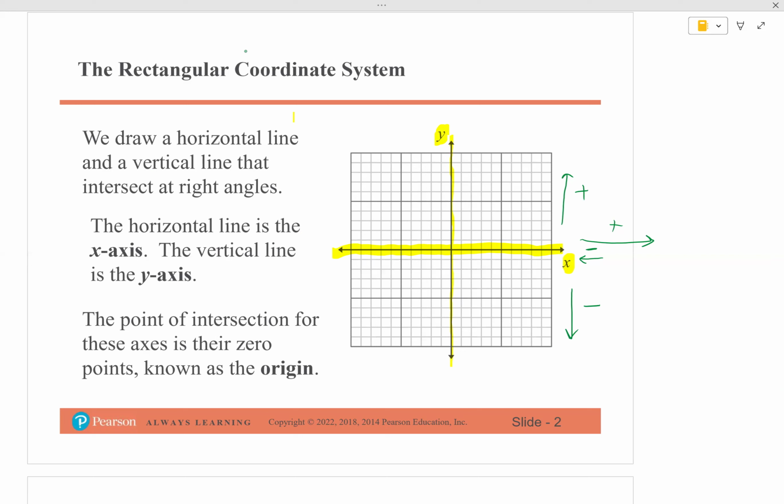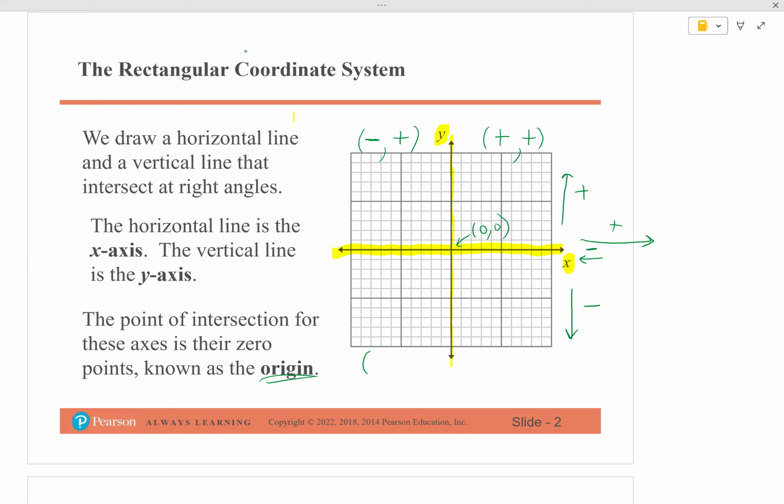Maybe it helps to say that up here in this quadrant, the top right corner of this grid, we have positive x values and positive y values. Over here in the top left corner, it's over to the left, so it has negative x values, but positive y values because it's above the origin, which is the point right in the middle where the x and y axes come together.